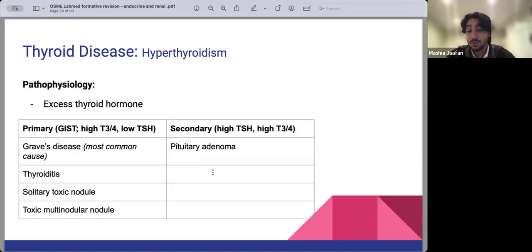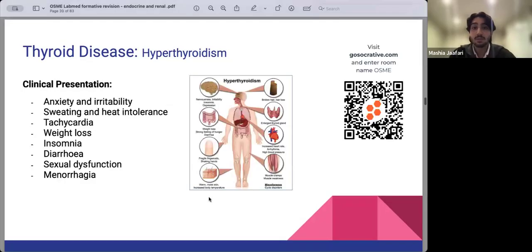A secondary cause can be a pituitary adenoma. Again, not as common, it doesn't usually release TSH, but can do. And that can also lead to high thyroid hormone. The presentation is obviously related to what thyroxine does in the body.